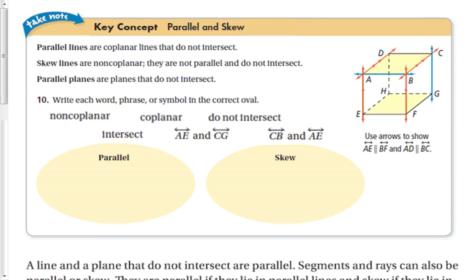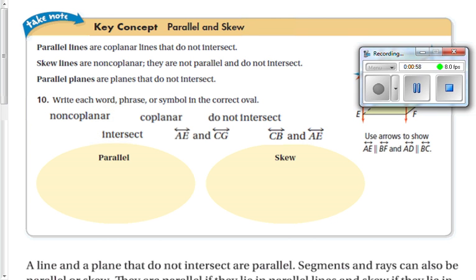All right, parallel lines. Look at this definition here. Parallel lines are coplanar lines that do not intersect. Skew lines are non-coplanar. They are not parallel and do not intersect. Parallel planes are planes that do not intersect. Write each word, phrase, or symbol in the correct oval. You can try that and check back.